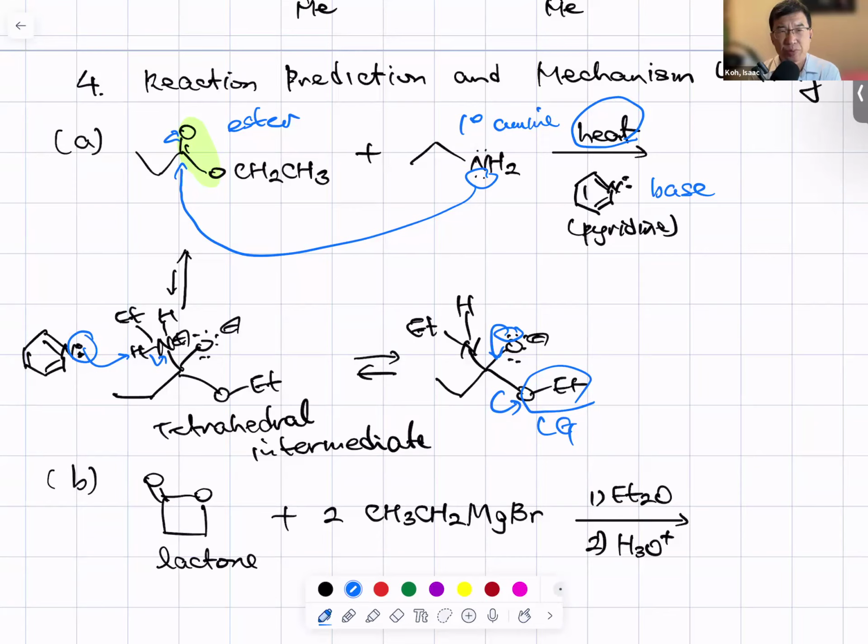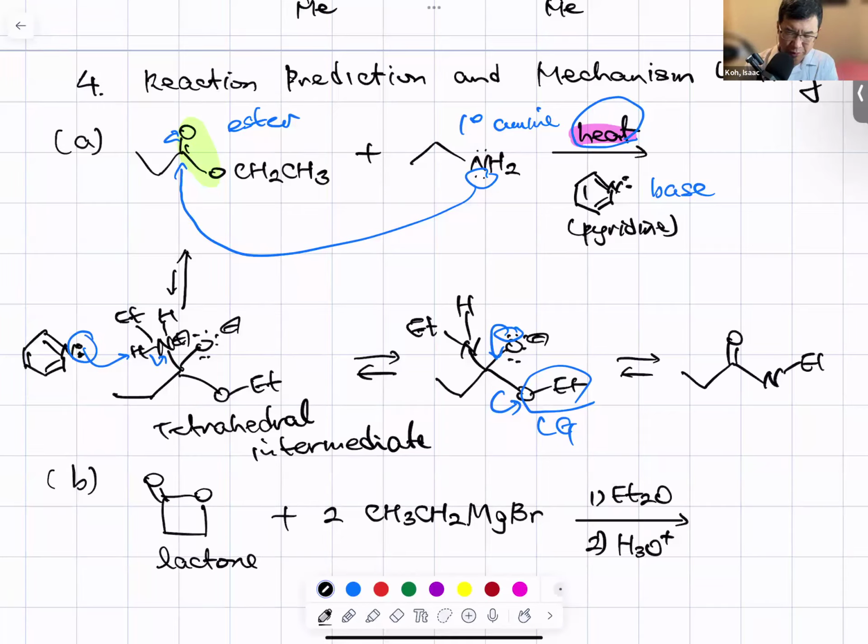The first step is also different. In acidic condition, we have to protonate the carbonyl oxygen. But in basic condition, we just use the base. And then, of course, we need heat to make them more reactive. Heat is required to overcome the activation energy barrier. So this one is now leaving. Make them into nitrogen, ethyl group, and hydrogen right there, plus ethoxide.